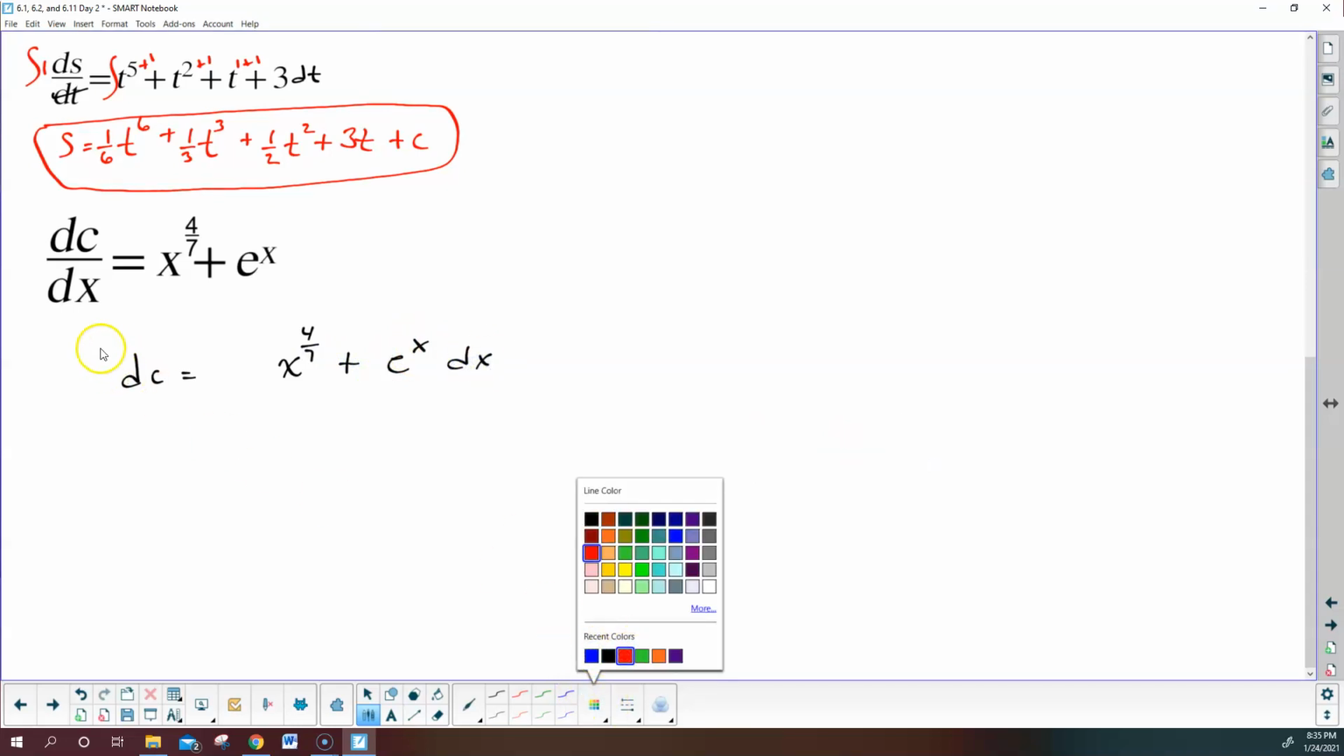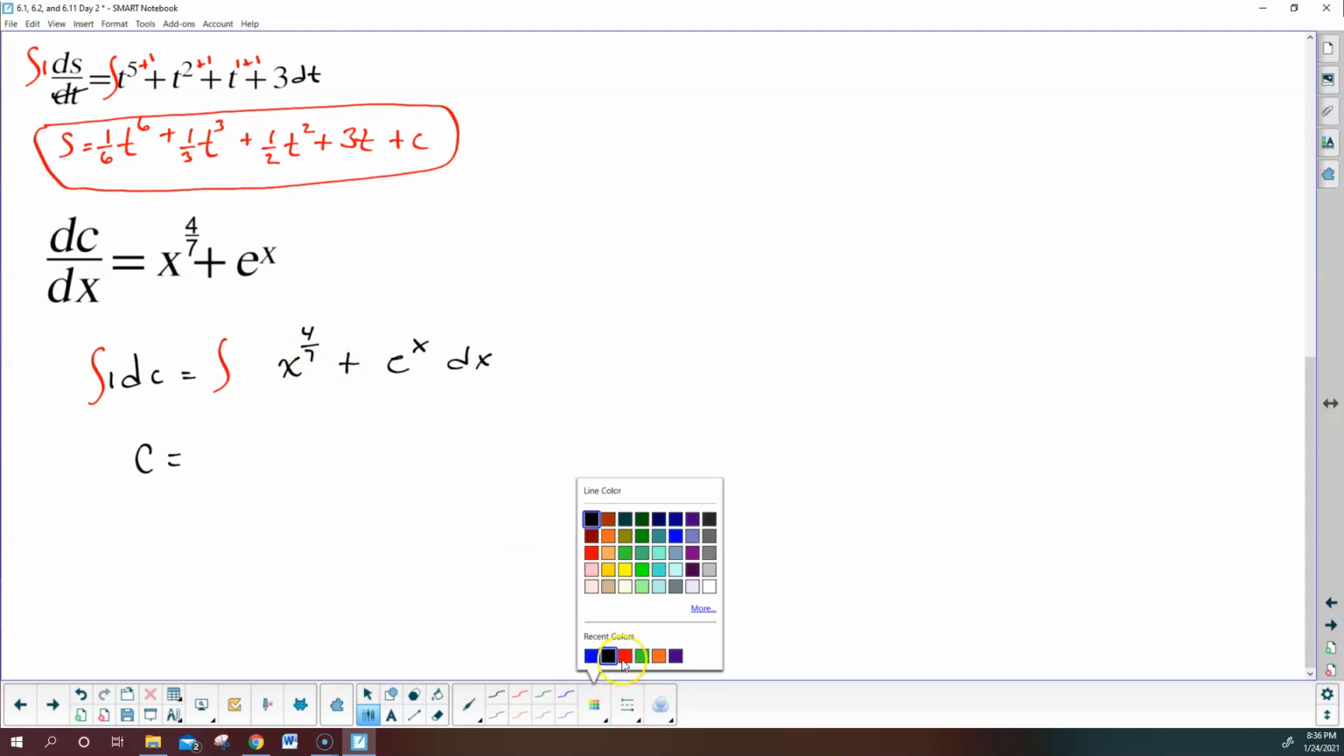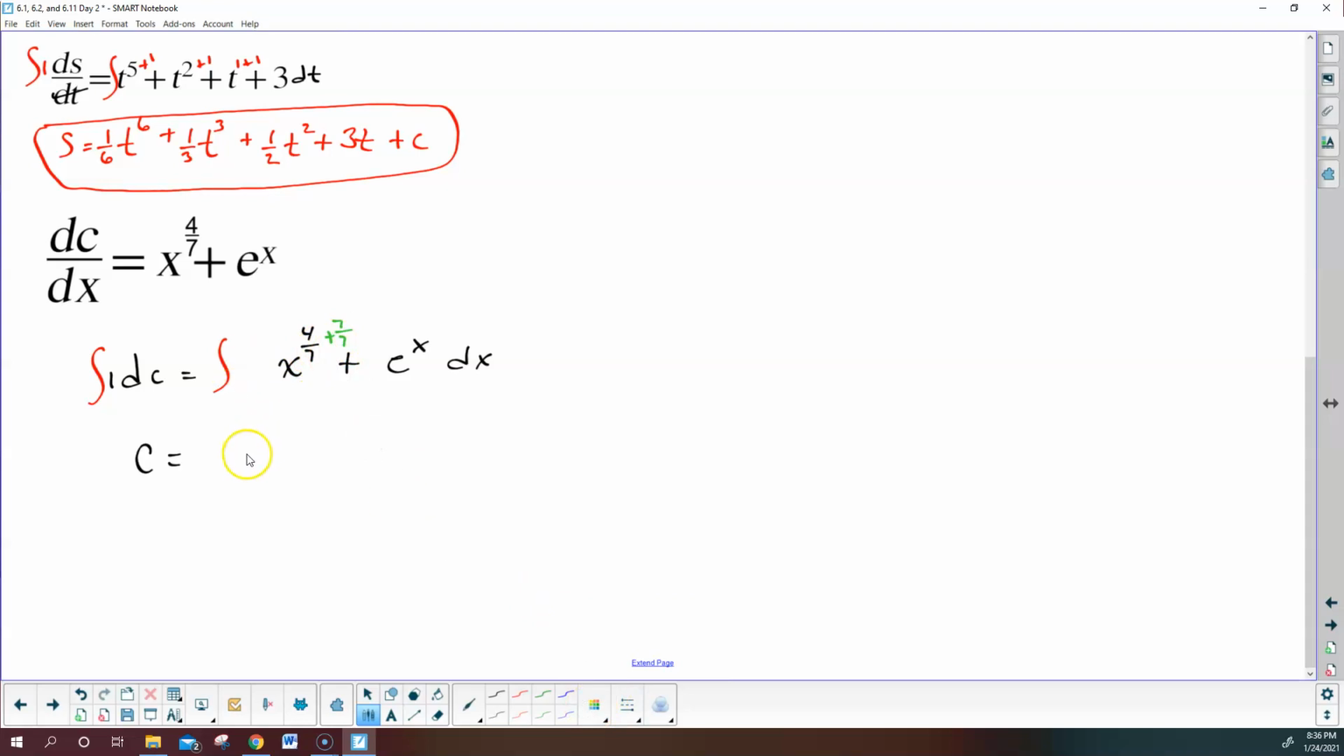And then I'm going to take the antiderivatives of each side. So it's technically a 1 here. The antiderivative of 1 dc is c. Now what would happen here? I have to add 1 up top. So watch what happens. I'm going to add 1, but it's going to be a creative form of 1. 7 over 7 is still 1, but I did that so I can add my like terms. All right, so now 4 plus 7 is 11 sevenths.